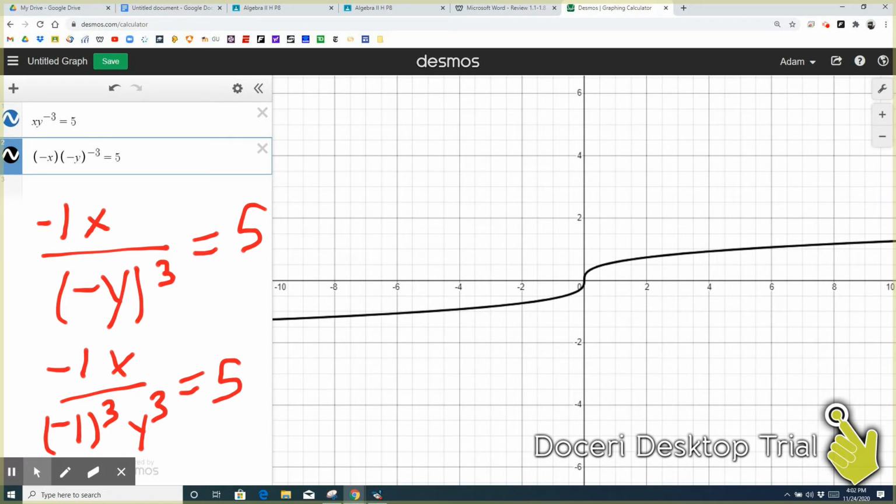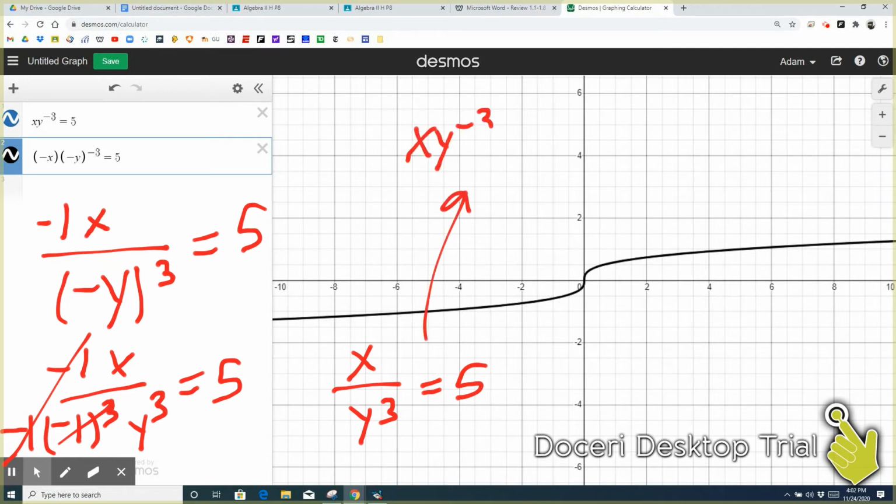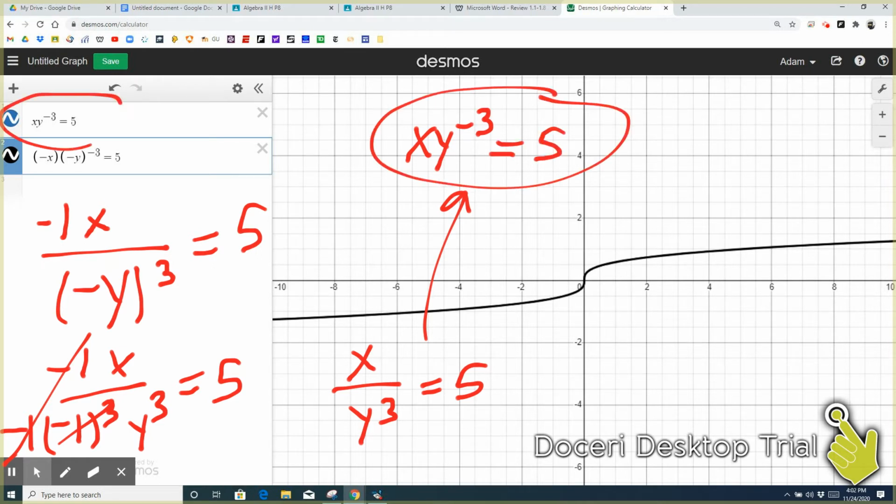Now, negative 1 to the third is equal to negative 1. And negative 1 over negative 1 just cancels out. So we get x over y to the third is equal to 5 when we cancel out the negatives. And then we could just rewrite this by bringing it up with a negative exponent. And we see that it simplifies to the original equation. So this in red would be an algebraic proof of why this has symmetry about the origin.